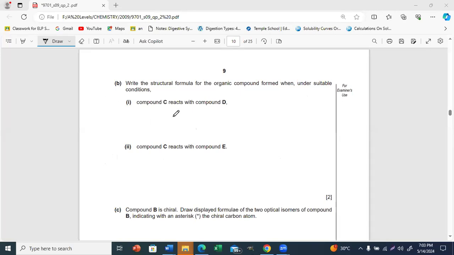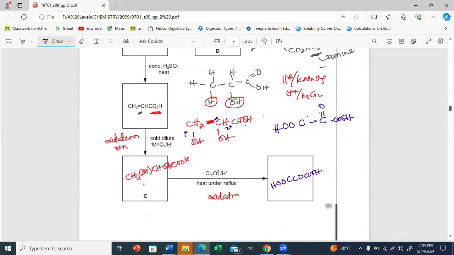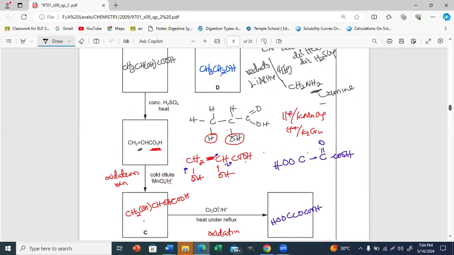Now, at this place, we are talking about writing the structural formula for the organic compound formed when, under suitable conditions, compound C reacts with compound D. It's from the question we have here. This is compound C: CH3, COH, CHOH, and COH. Let us write that one first.